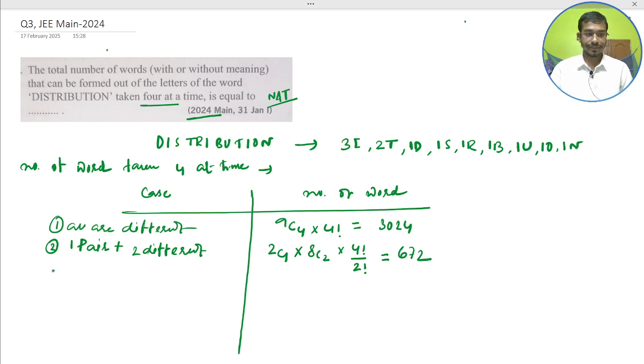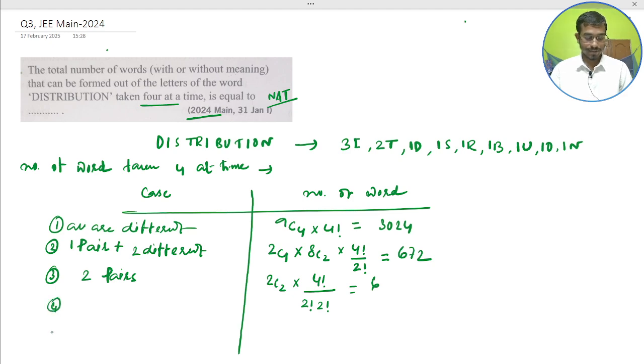Next, case number 3, 2 pairs. 2 pairs means 2C2 into 4 factorial divided by 2 factorial into 2 factorial. Calculate 2C2 into 4 factorial divided by 2 factorial into 2 factorial. This would be 6.